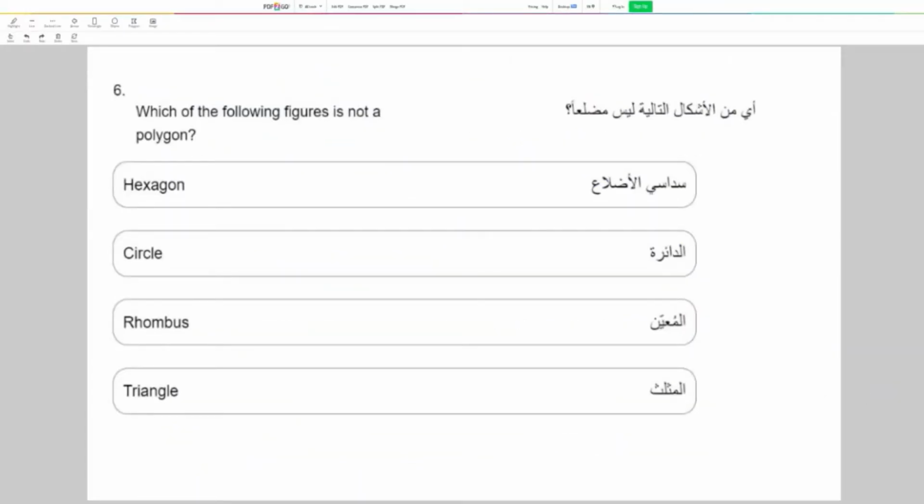Which of the following figures is not a polygon? Hexagon, circle, rhombus, or triangle? First of all, what's a polygon? A polygon is a figure with at least 3 straight sides and angles. So the only shape here that does not have any sides or angles is the circle. So the circle will be the answer.